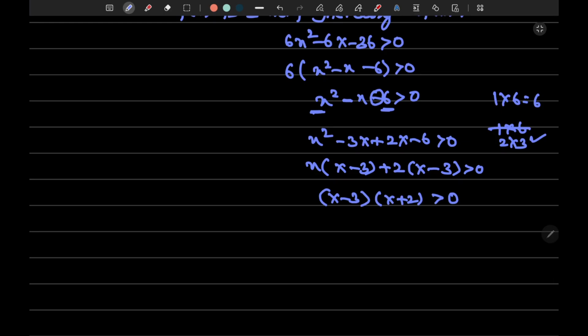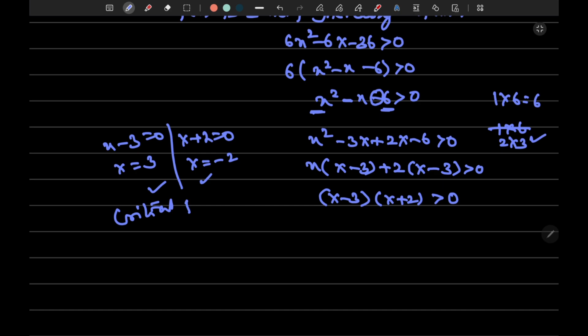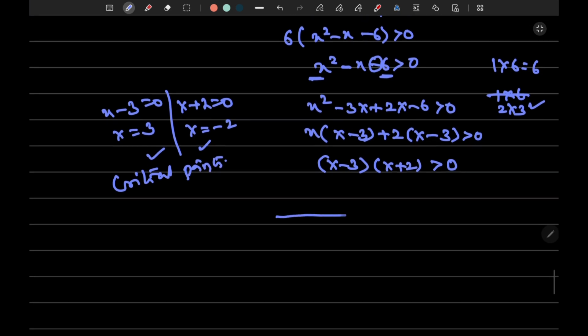So x minus 3 into x plus 2 greater than 0. I got two factors. x minus 3 equals 0, x value 3. And the second one, x plus 2 equals 0, x value minus 2. These we call critical points. So for finding the interval, present these critical points on the number line, small to big.